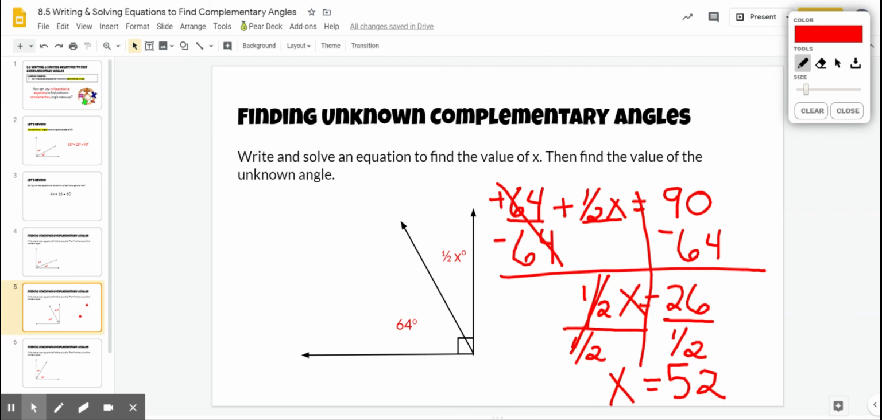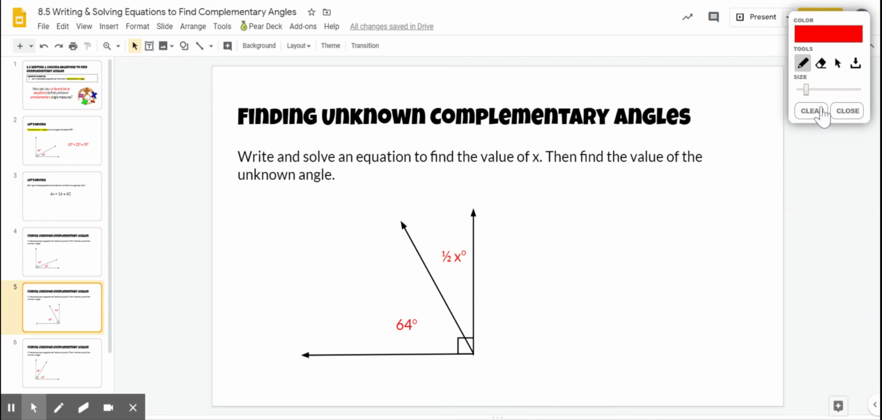And if I do 26 divided by 0.5 on my calculator, that leaves me with 52. X equals 52. So we know that our final step is to come up here and substitute in our x value here. So I'm going to have you do that. Instead of 1/2 times x, we're going to have 1/2 times 52. Plug that in your calculator. Again, you can use 0.5, see what you come up with. Okay, if you said that this angle measured 26 degrees, you are absolutely correct. Nice job with that one.